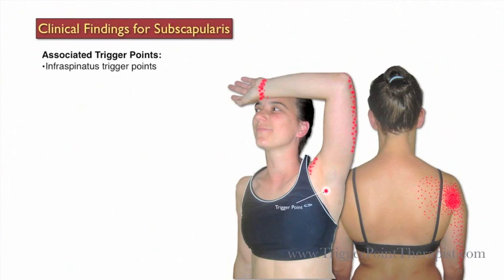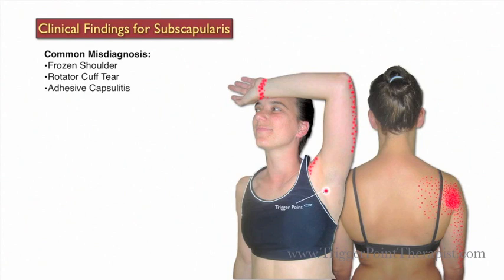Trigger points in the infraspinatus, supraspinatus, and pectoralis major muscles are all associated with trigger points in the subscapularis muscle. Clients with active trigger points in the subscapularis muscle are commonly misdiagnosed with frozen shoulder, rotator cuff tears, adhesive capsulitis, C7 radiculopathy, and thoracic outlet syndrome.